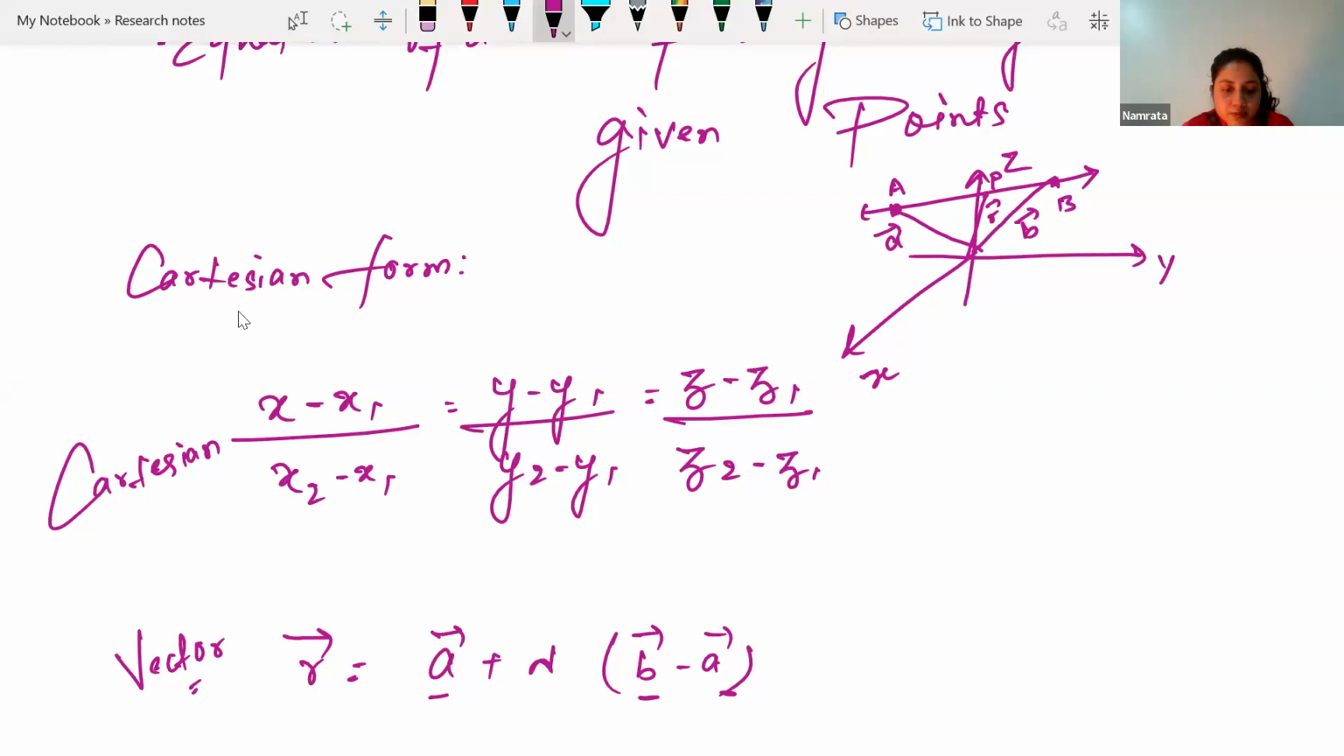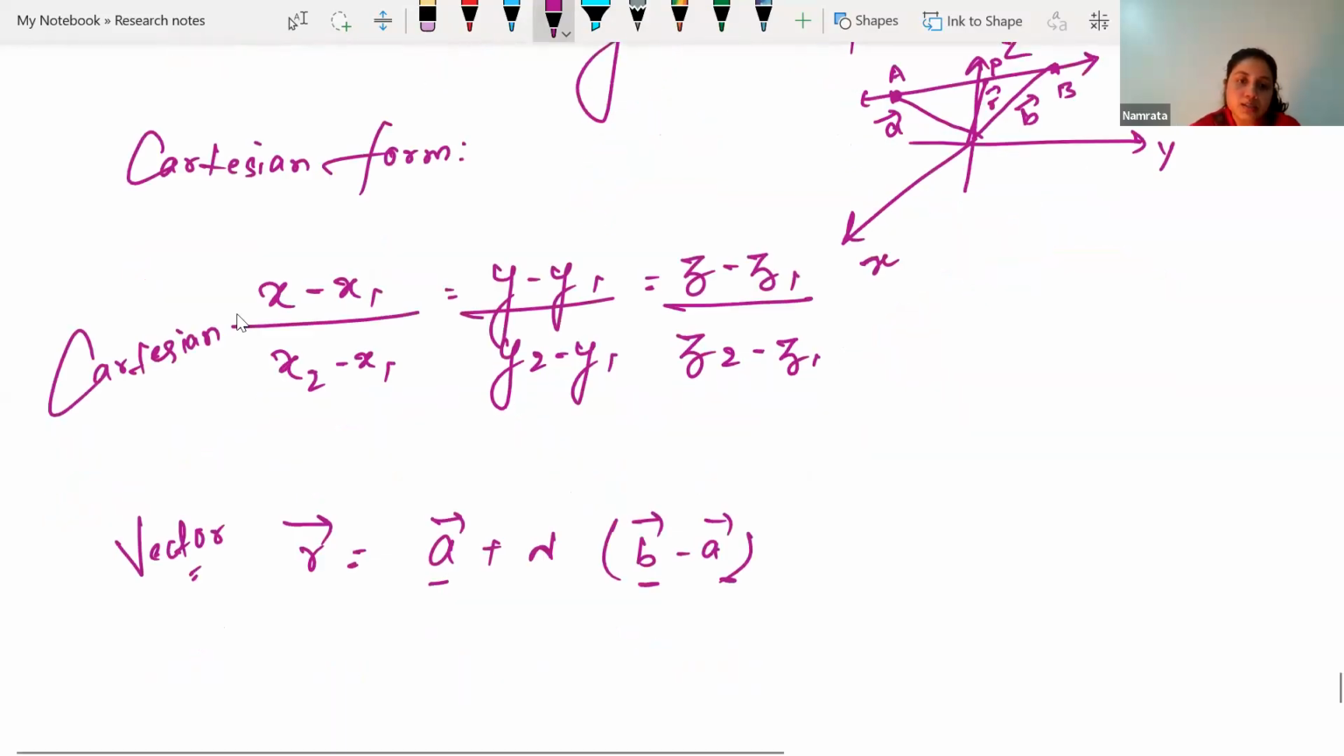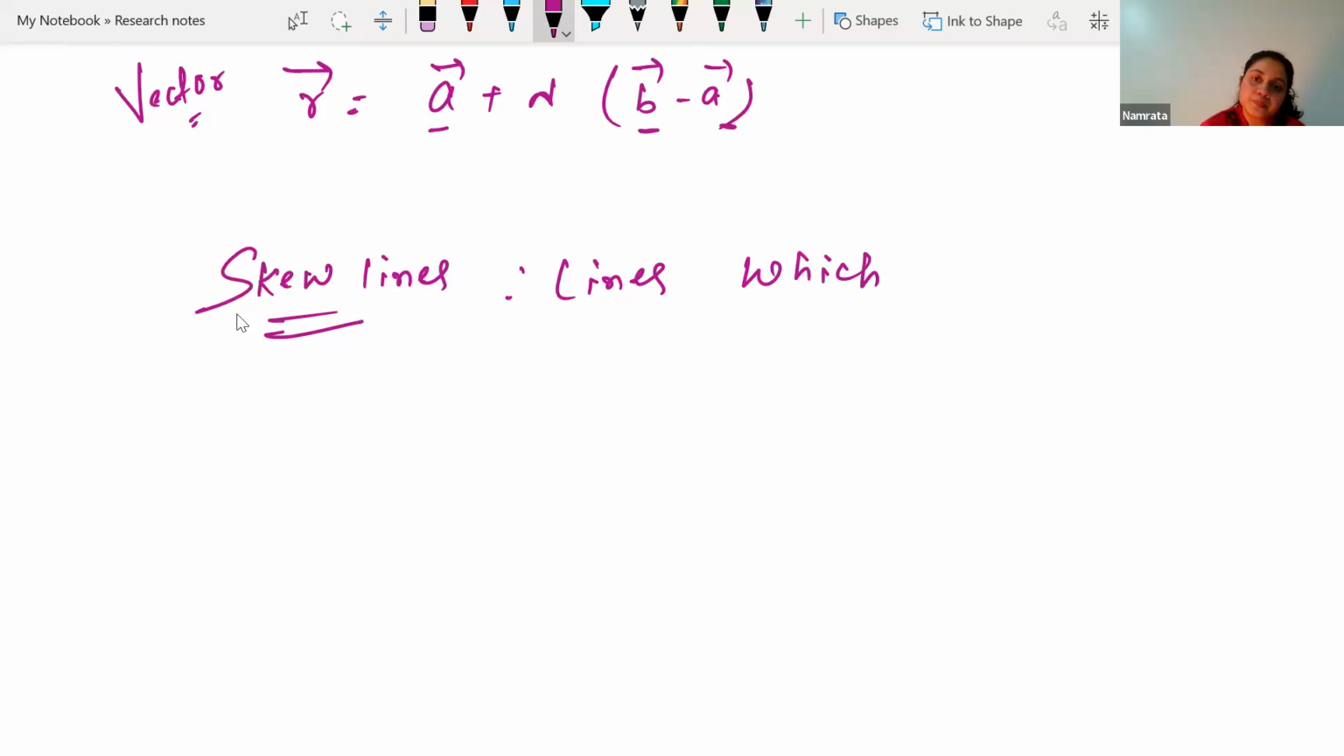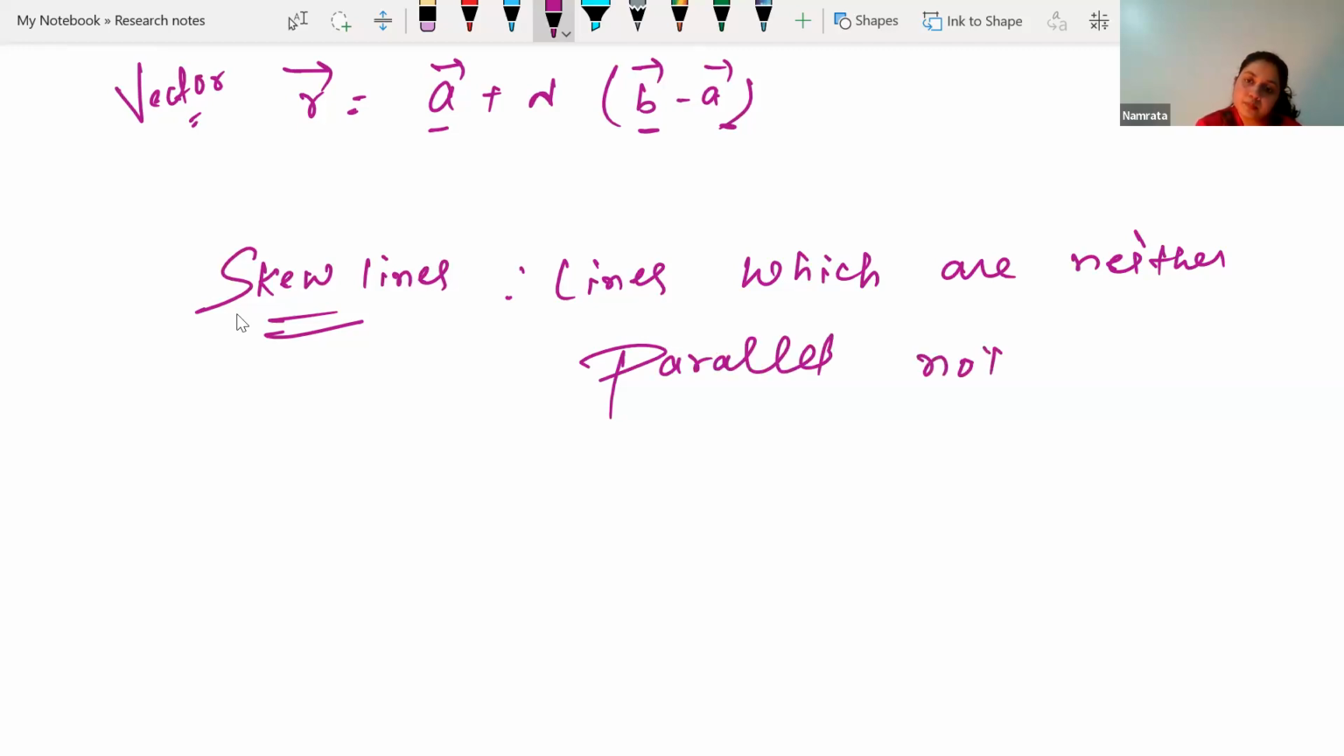Now the next concept which I wanted to discuss today is skew lines. So lines which are neither parallel nor intersecting. Two lines which are neither parallel nor intersecting are called skew lines.